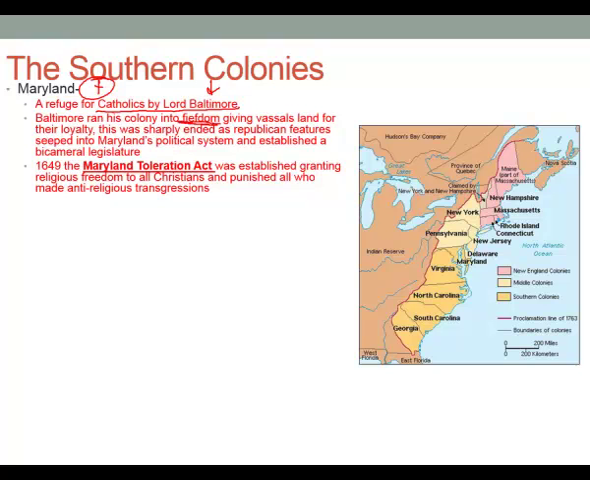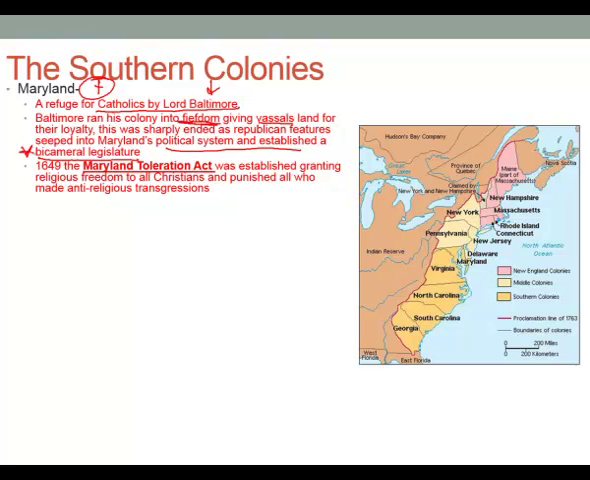Remember feudalism? Feudalism would be land that was granted to you, and basically you lived under a feudal structure, giving vassals. Again, that's the next title of feudalism that would come to fruition there. Maryland's political system established a bicameral legislature. We've heard of that before, right? Yep. That's what we use now.